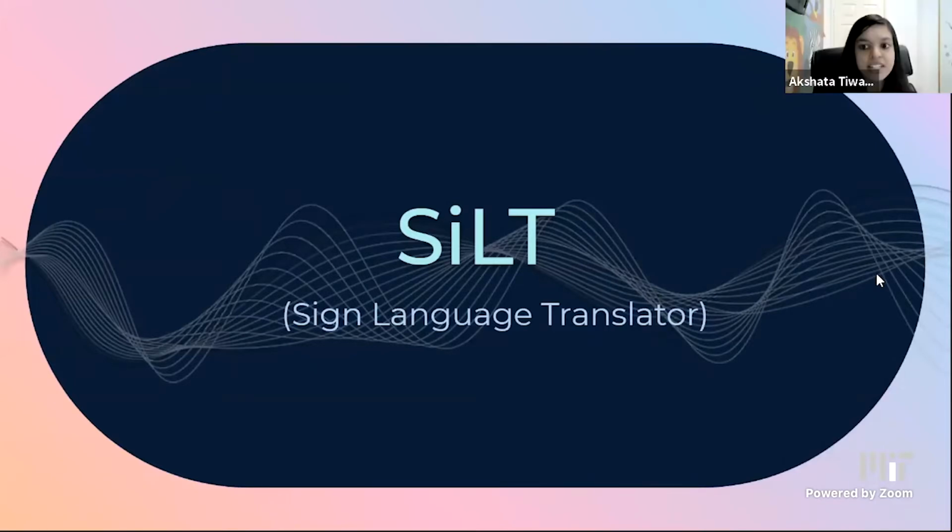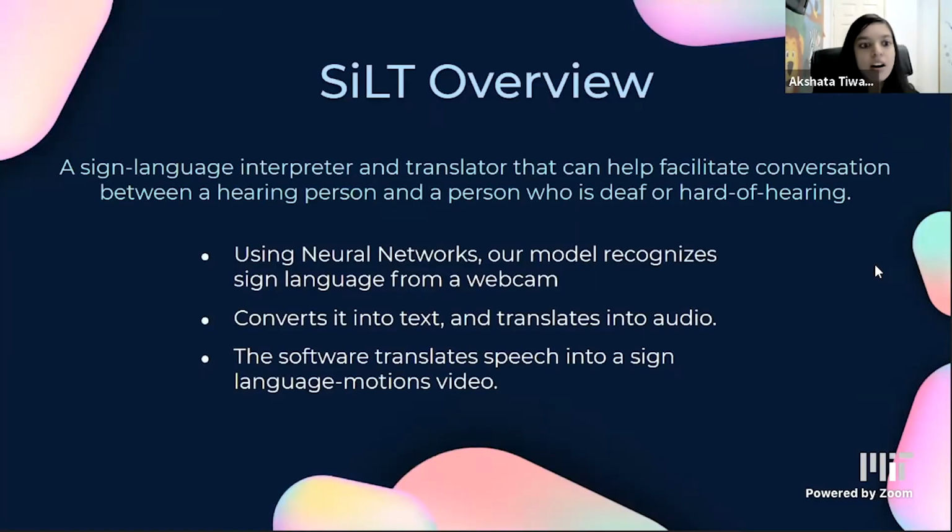Our first project, SILT, is a sign language interpreter and translator. Our project helps to facilitate a conversation between someone and another person who is hard of hearing or deaf. The software uses neural networks to recognize live sign language from a webcam. It is then able to detect these signs, transcribe them into text, and convert them into speech. It also conducts a conversation in reverse by interpreting the speech and converting it to sign language.